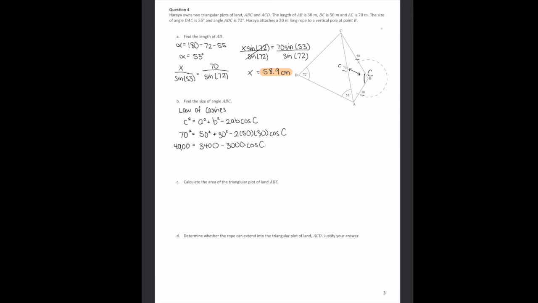Because we can't multiply at this point because it's an unknown, we're going to subtract the 3,400 from both sides to get 1,500 is equal to negative 3,000 cosine of C. And then we will divide both sides by negative 3,000.